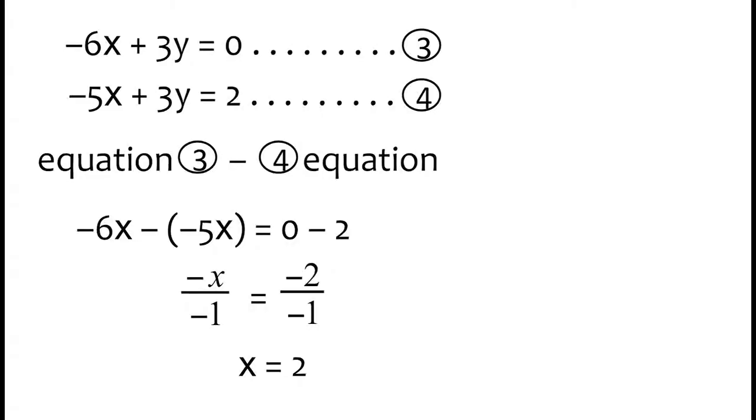So the first term, that is in equation 3, minus 6x, is written there. Then the minus sign, which is the result of applying the difference because the two balancing terms are the same, is also written there. Then minus 5x in equation 4 is written. Then equals the right-hand side, which is 0 minus 2.